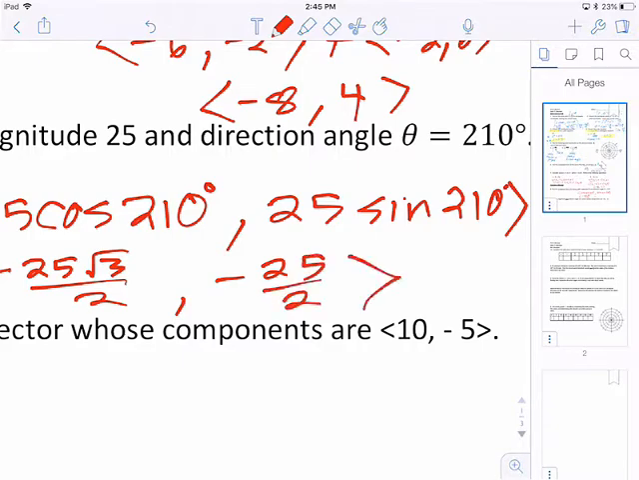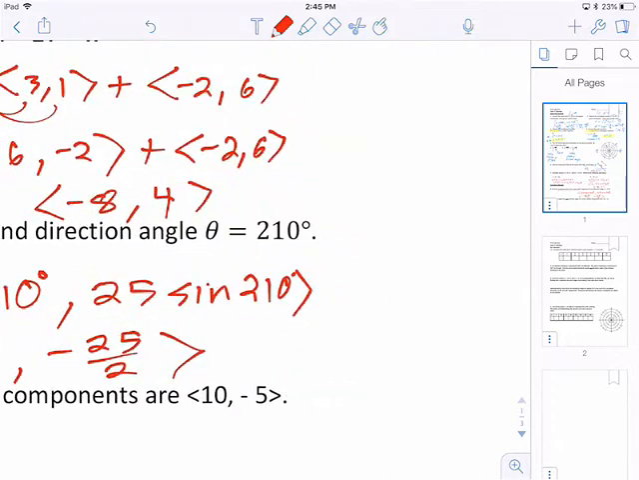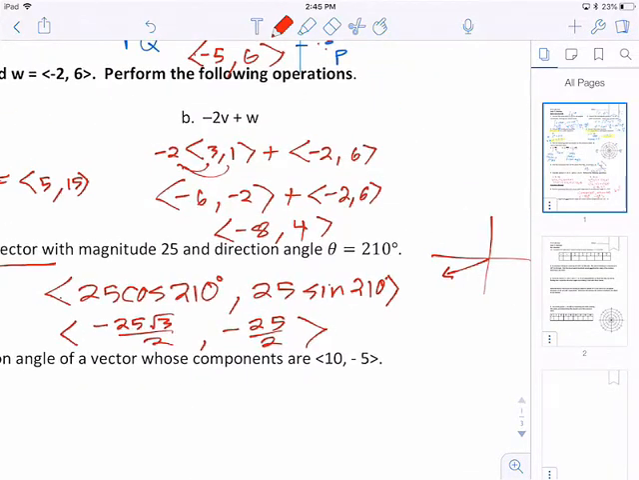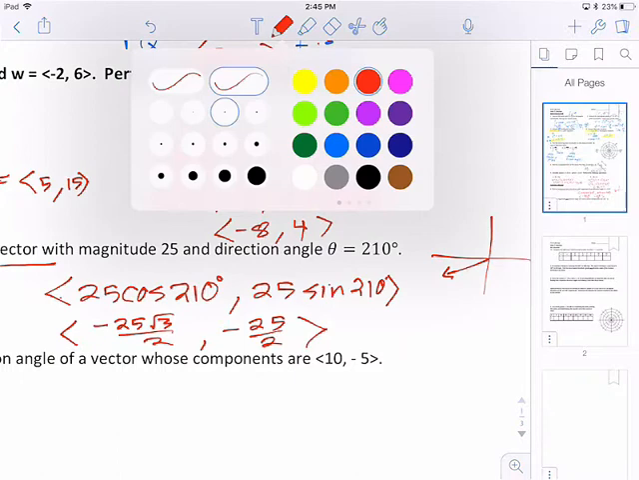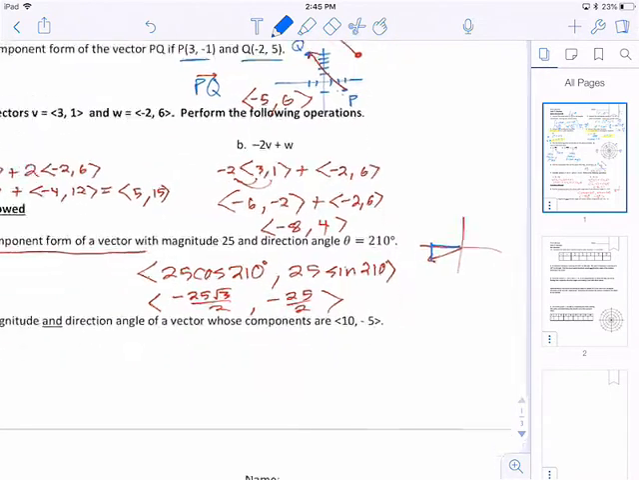The thing to think about is draw these if you want to check your work. If I do a theta facing 210 and I go 25 for my vector, do these components that I got seem to make sense? Does it look like then I'm going to the left square root of 3 times 25 over 2, and does it look like I'm going negative 25 halves or negative 12 and a half? Does that seem reasonable? And you can check against it.